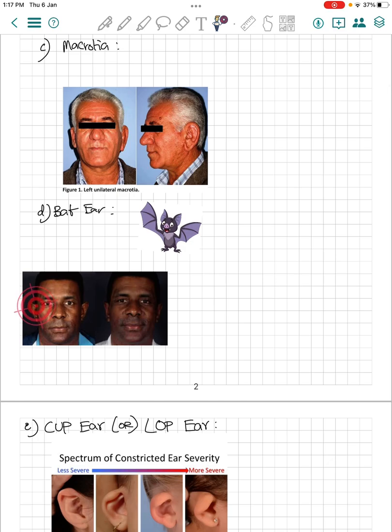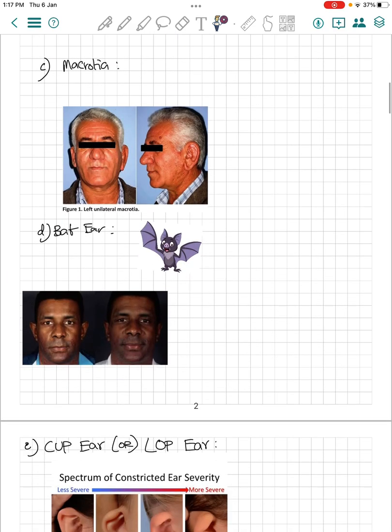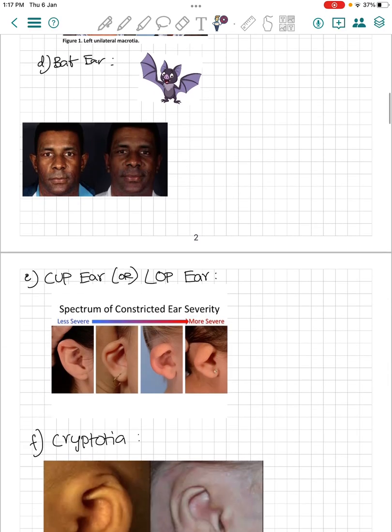Then there is bat ear, where the helix edge is very sharp. You can see in this position. This is a corrected ear; you can operate on it. Okay guys. Then there is cup ear or lop ear. In this, the upper cartilage of the helix forms like a cup, so it is a cup-like deformity. Okay, it is considered a severe ear deformity.